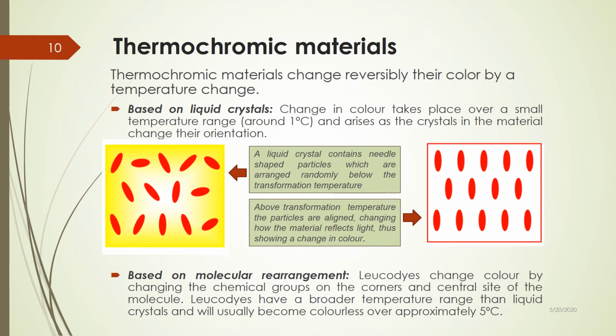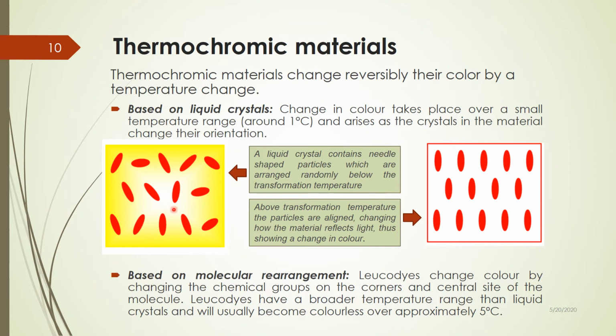Thermochromic materials change their color upon change in temperature, and the process is reversible. There are two types of thermochromic materials. The first one is thermochromic materials based on liquid crystal. In liquid crystals, change in color takes place over a small temperature range, around 1 degree Celsius, and this change arises as the crystals in the material change their orientation.